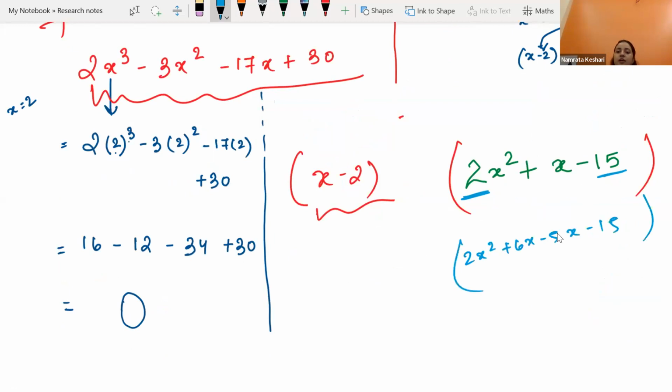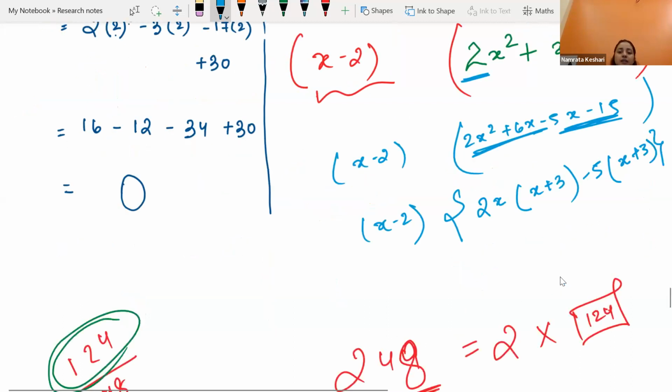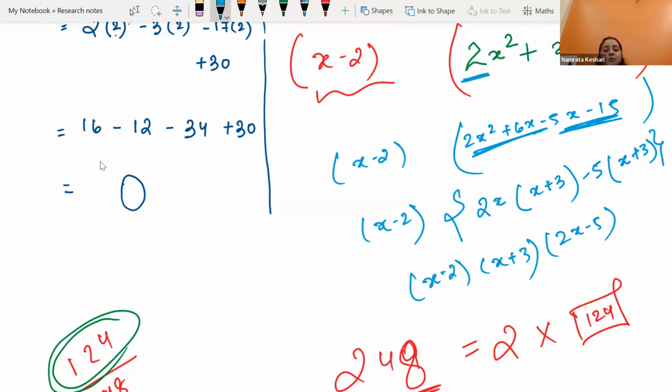Now let's take the common factor. In the first two terms, what is the common factor? 2x, ma'am. 2x, and what will be the remaining? x plus 3. In the next two terms, what is the common factor? Minus 5, and the remaining will be x plus 3. Now we take x plus 3 as a common factor, and the other factor is 2x minus 5. Completely, we have done the factorization of the given polynomial.